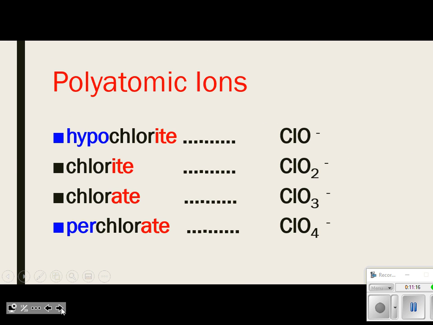So look up on the board here. We're talking chlorate right here. If I take one oxygen away, it is chlorite. So ClO3 minus 1 is chlorate. Take one oxygen away, ClO2 minus 1. If I take chlorate and add one oxygen, it's perchlorate. If I take chlorite and minus one oxygen, it's hypochlorite.